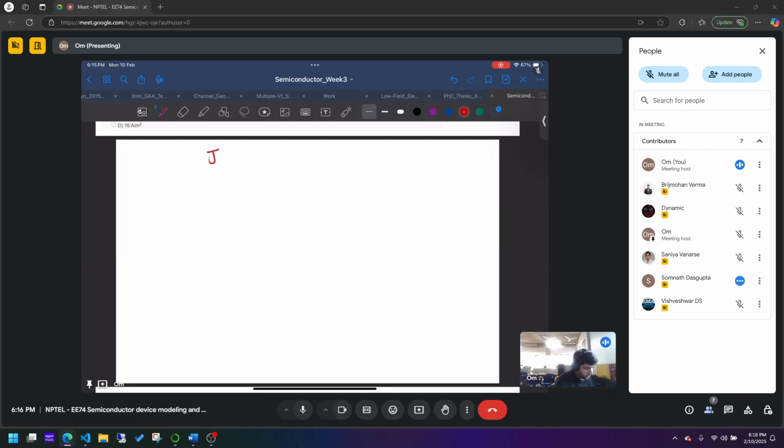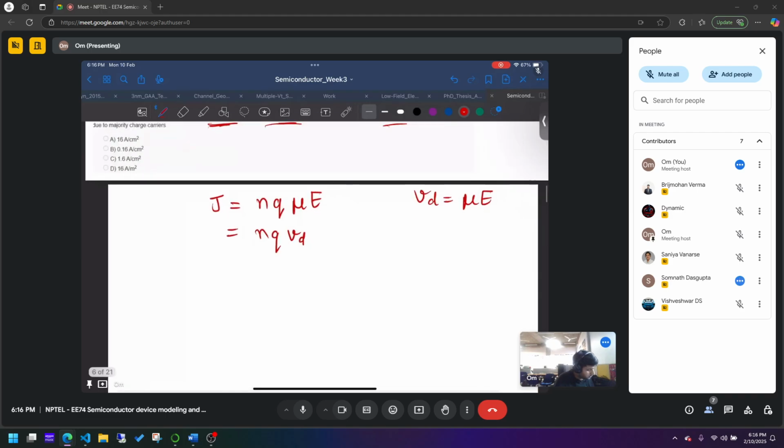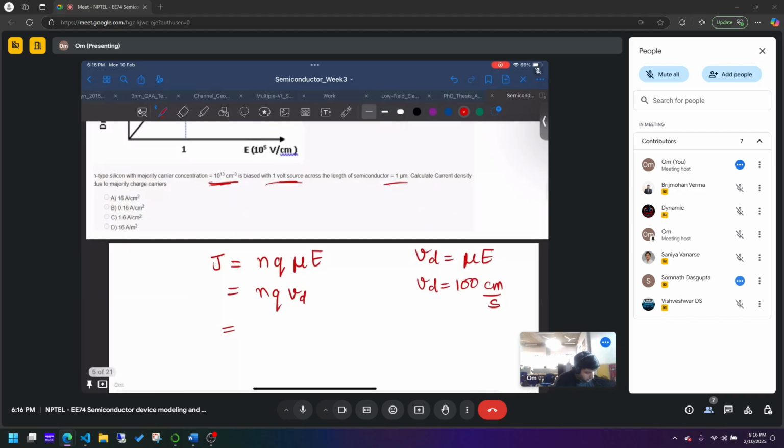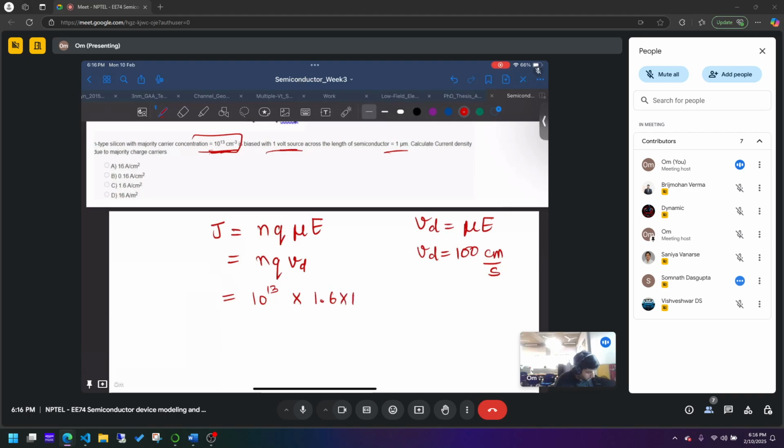The current density J is mu times electric field, which is nothing but N Q Vd, where Vd equals mu E. For these specifications, N is 10 to the power 13 per centimeter cube, and we had already found Vd is 10 to the power 6 centimeter per second. Substituting all the values, N is 10 to the power 13 per centimeter cube, Q is the electron charge 1.6 into 10 to the power minus 19, and Vd is 10 to the power 6 centimeter per second.